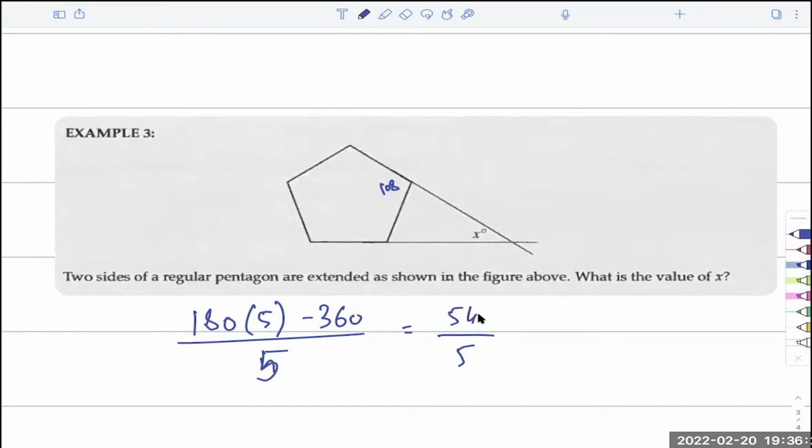No, it is 540. Acha. So this is 108. This is also 108. That gives this 72. x plus 2 times 72 is equal to 180 for a triangle. So x is equal to 36. Yeah.